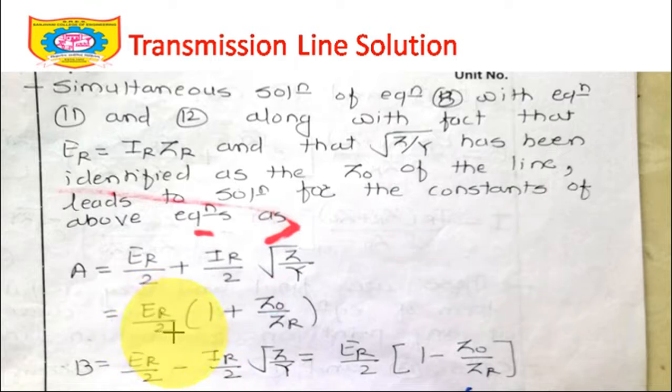So A is equal to ER by 2 into (1 plus Z0 by ZR), and B is equal to ER by 2 (1 minus Z0 by ZR). If I just compare A and B, there is only a difference of the minus sign and plus sign inside the bracket, else A and B are almost the same.